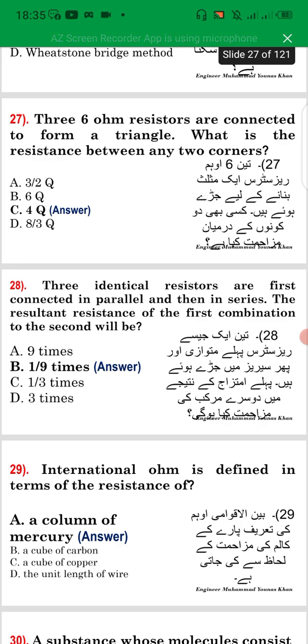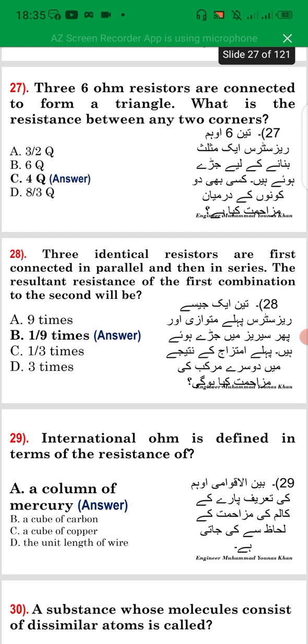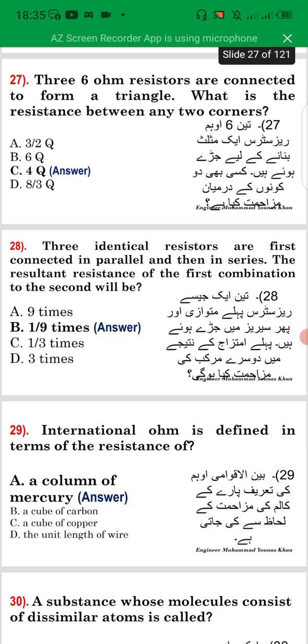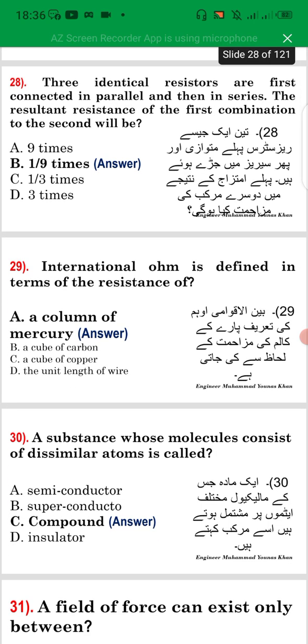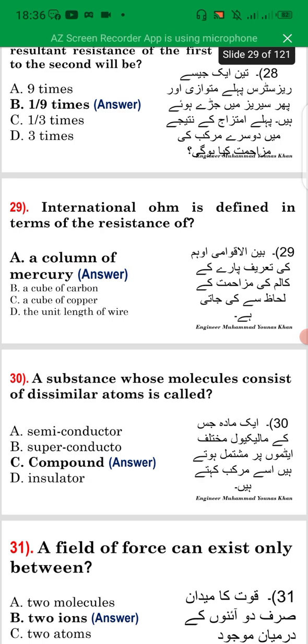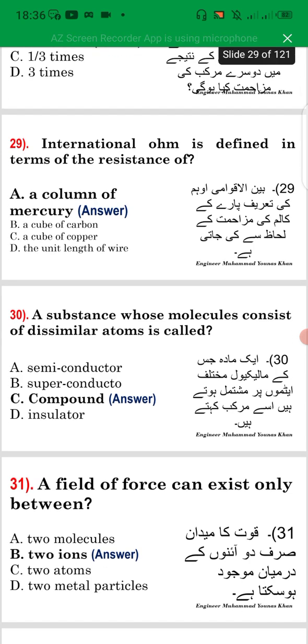Question number 28. Three identical resistors are first connected in parallel and then in series. The ratio of the resultant resistance of the first combination to the second will be 9 times, 1/9 times, 1/3 times, 3 times. The answer is 1/9 times. International ohm is defined in terms of the resistance of a column of mercury, a cube of carbon, a cube of copper, the unit length of wire. Correct answer is a column of mercury.